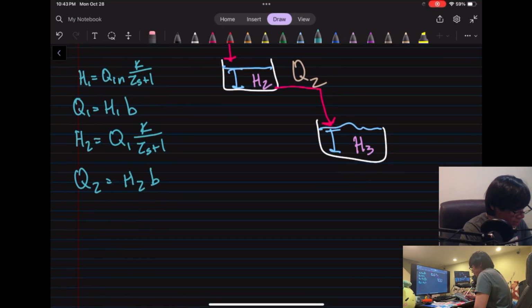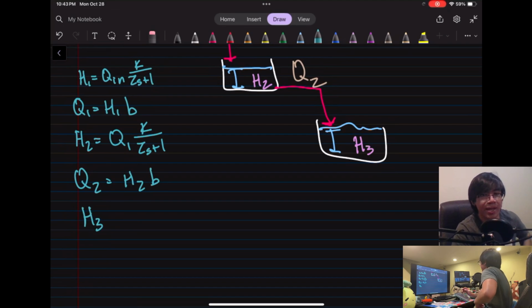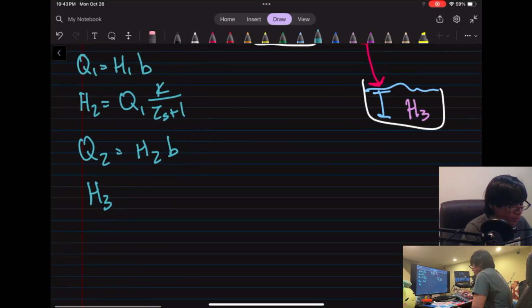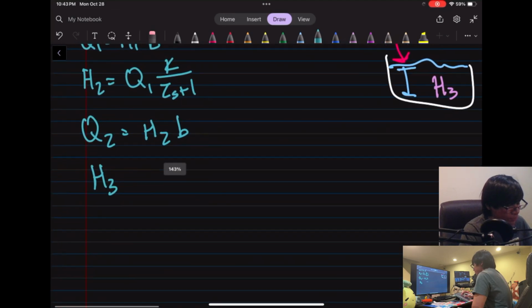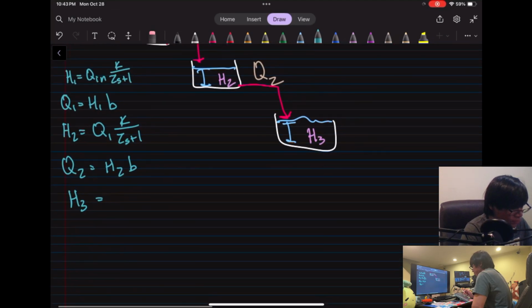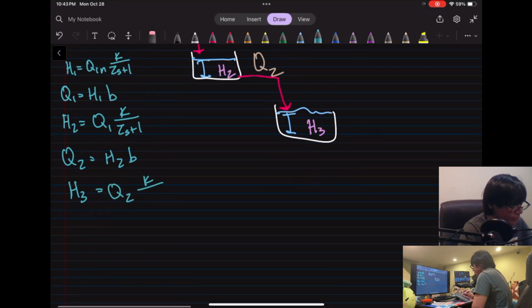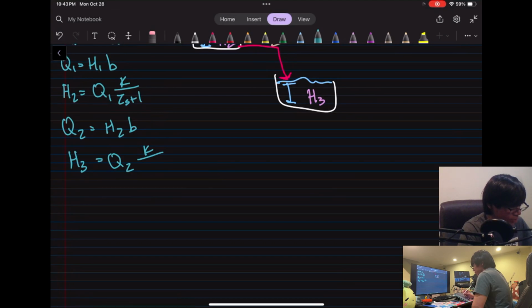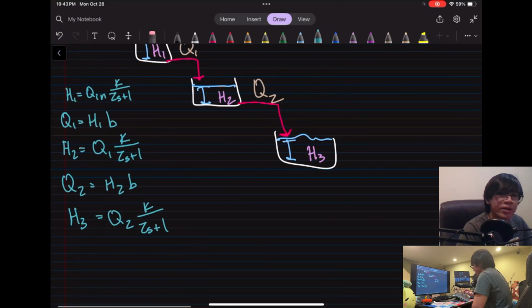And then now, lastly, we have height 3. Since we don't really care about this Q3 outlet going out of the tank, we're interested in the height of the last tank. So we're just saying arbitrarily we're going to stop at the third tank here. So that is just, well, going off the previous flow, so Q2, and again, the first order transfer function. So now, if I write all of this out, let's see, somewhere here maybe.